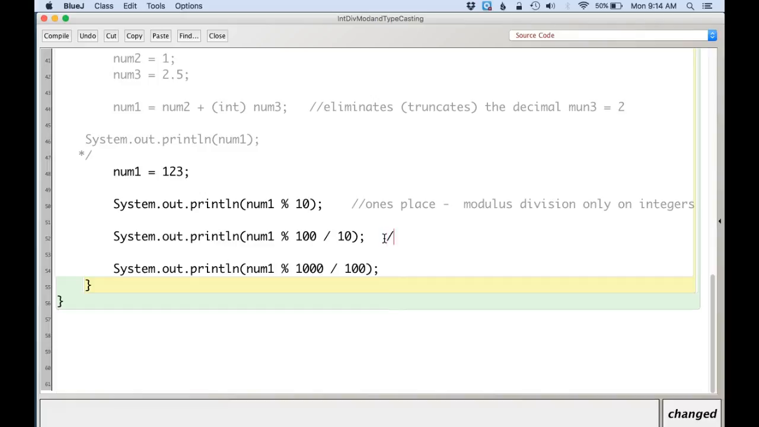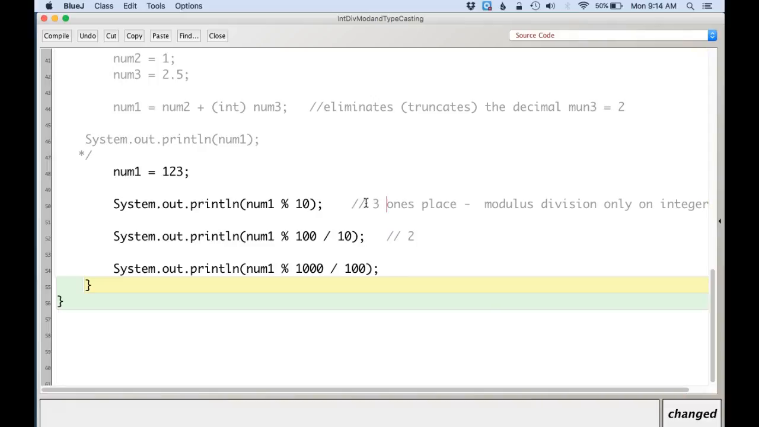We're going to do some practice with this one. The ones place, or in this case, it's the 3. And this one, there was truly no need to do modulus 1000, because modulus 1000 gives you 123. It's the remainder when you divide something by 1000. And then when you divide it by 100, well, how many 100s are there in 123? There's 1. So this is kind of a way to get your digits out.